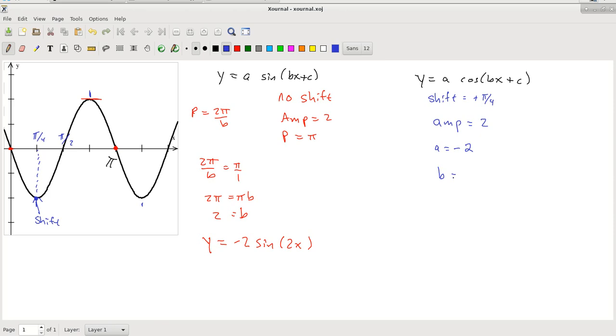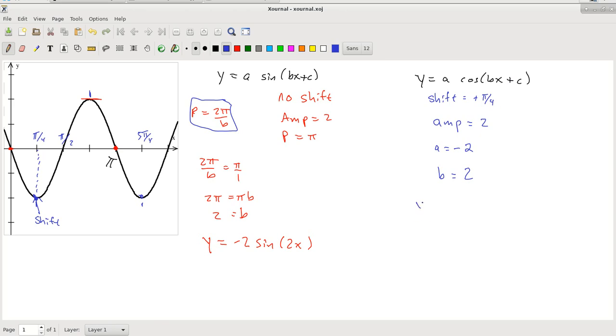And then finally to find b, we use the same formula as before, that period is 2 pi over b. And the period from one peak to the next, from 5 pi over 4 back to pi over 4, that distance is pi. So just like the same computation we did before, we know that b is going to be 2. So we've got b, we've got a, we've got the shift, but we need to somehow find the c that's in this formula here.